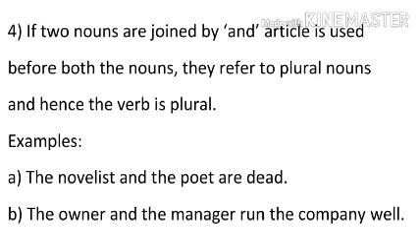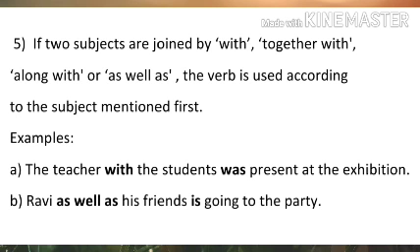In the same way, the second example: the owner and the manager run the company well, because now they are two persons. That is why a plural verb. Another important rule: if two subjects are joined by with, together with, along with, or as well as. Once more I am telling, if two subjects are joined by with, together with, along with or as well as, the verb will be used according to the first subject.